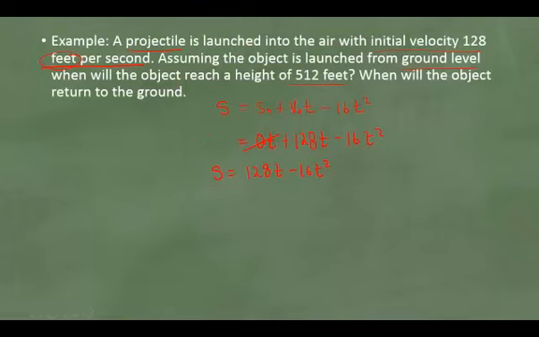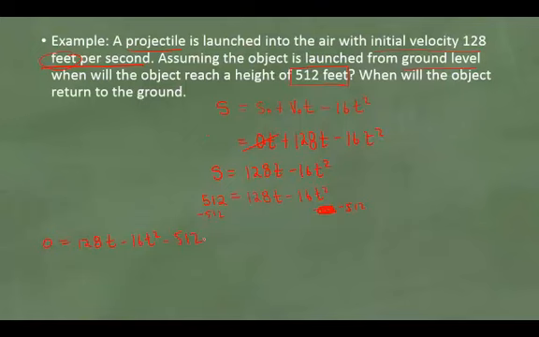It says when will the object reach a height of 512 feet? In other words, when will the object's height be 512? We set s equal to 512 and let everything else be the same, and we're going to solve for t. This can be solved using the quadratic formula. Subtract 512 from both sides. We get 0 is equal to 128 t minus 16 t squared minus 512.